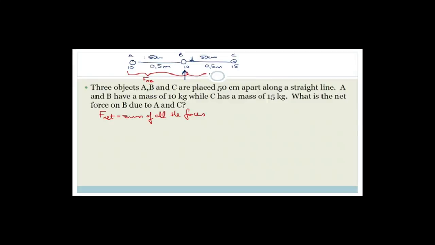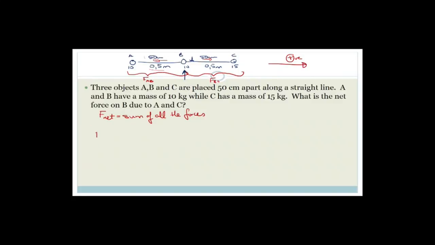And there'll be a force of attraction between B and C, right? So what we need to do is work out the force of attraction B has towards A, and then work out the force of attraction that B has towards C, and then add those forces. And I say add because remember, these are vectors, so we're going to give direction. So I'm going to choose to the right as positive. Okay, to the right is positive.